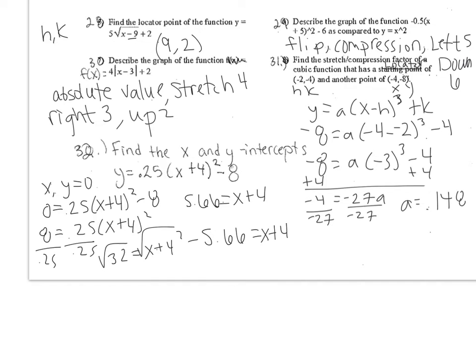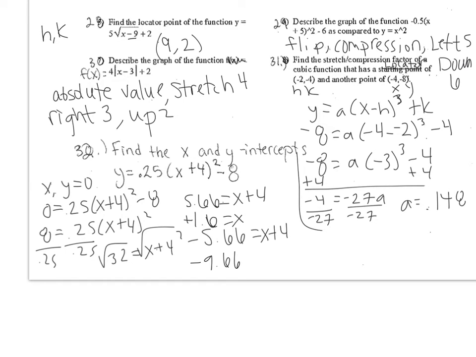I subtract 4 from both sides. And then I get positive 1.66. And the other one's going to be negative 9.66.